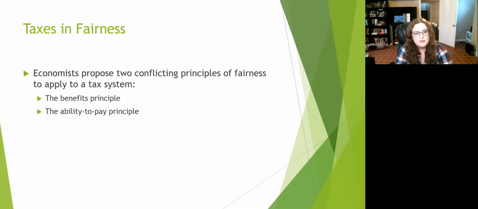Let's think about taxes and fairness. So we have our two fairness principles. We have our results idea of everybody at the end, we're going to make them equal. And we have the rules idea of everybody at the beginning, we're going to make them equal and let them go off on their own. We also have two conflicting principles of fairness when we apply them to the tax system. So finding a fair tax is very, very difficult.